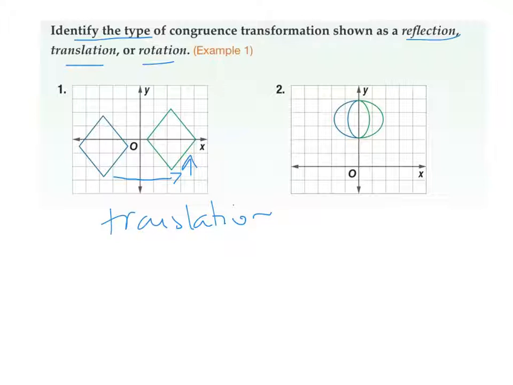So have a look at number 2. Well, if you take this arc here, it actually reflects into this arc here. So here is your line of reflection. So this guy for question number 2 is a reflection.